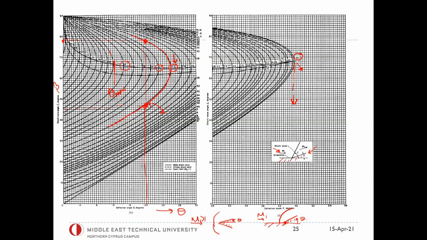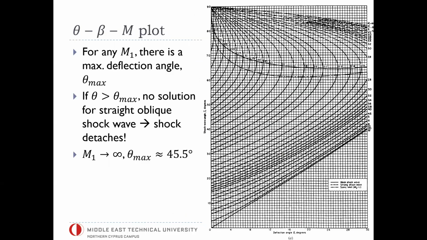We do not observe strong shock solutions, unless there is some strange geometrical disturbance or something like that; we generally observe weak shock solutions. Okay, so I will show you in more detail. These are some of the notes we already discussed. Yes, if theta is greater than theta max, no solution. So the shock is detached.